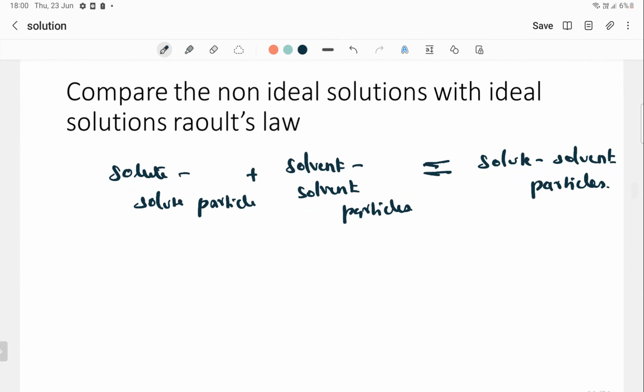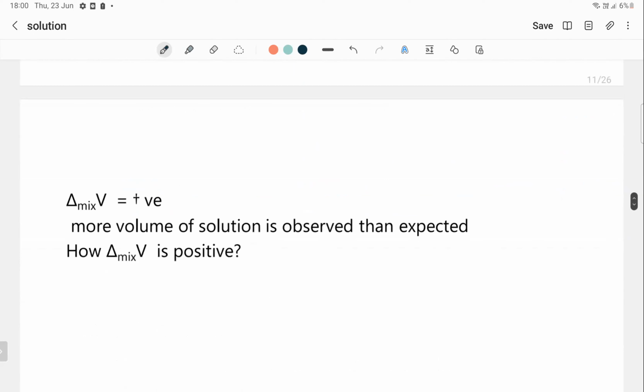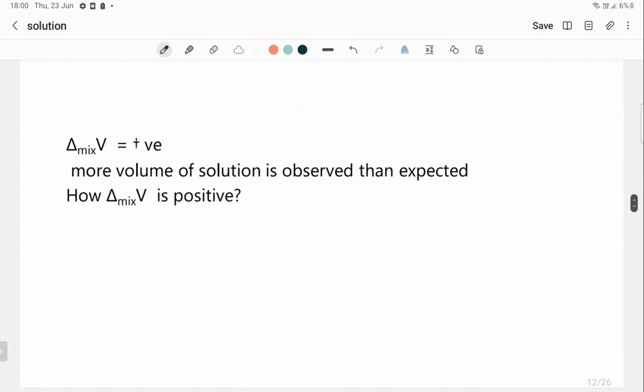So now we can see this delta mixing volume. It is positive. Can you say how it is positive? As I already disclosed, it's a positive deviation. So how does it show the positive deviation?